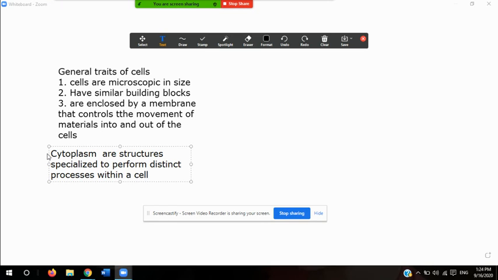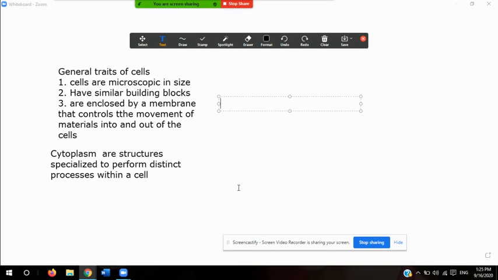So there are many structures inside of a cytoplasm. It's not like one structure itself, but rather a combination of structures. Let me see if I can move this further down here. There we go. Okay. And we're going to talk about organelles.